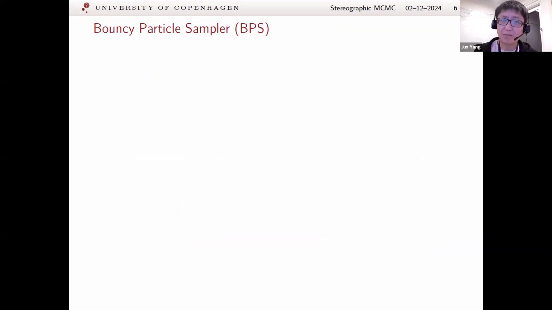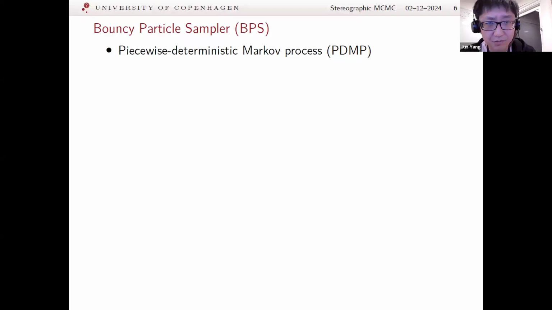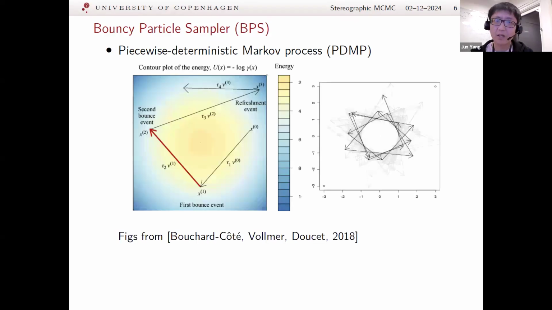Okay. And the second algorithm is called the Bouncy Particle Sampler. It's a relatively new algorithm. It belongs to a family called piecewise deterministic Markov processes, or PDMP. PDMP is now the focus of this talk. So I will give a very brief introduction of this algorithm using a Gaussian target.